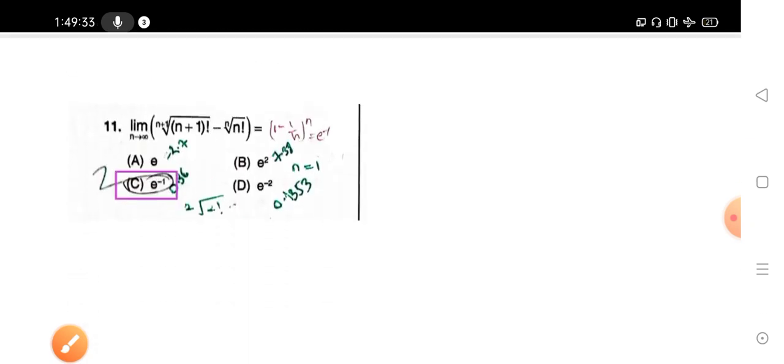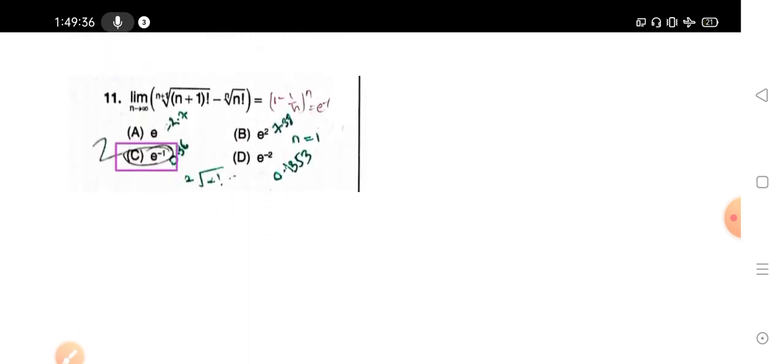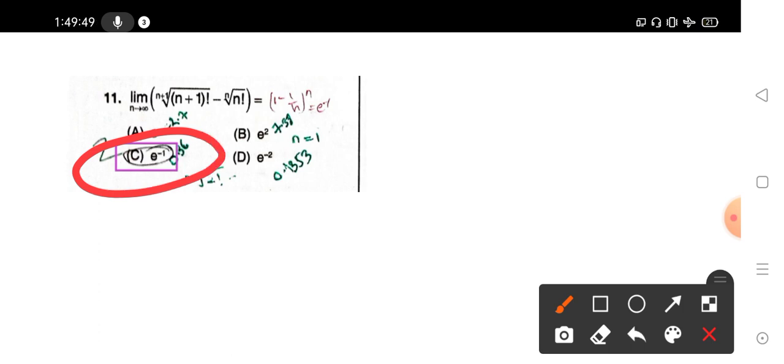Next question, limit n tending to infinity of (n plus 1) root of (n plus 1) factorial minus nth root of n factorial. Here we get the answer e inverse, that is 1 upon e.